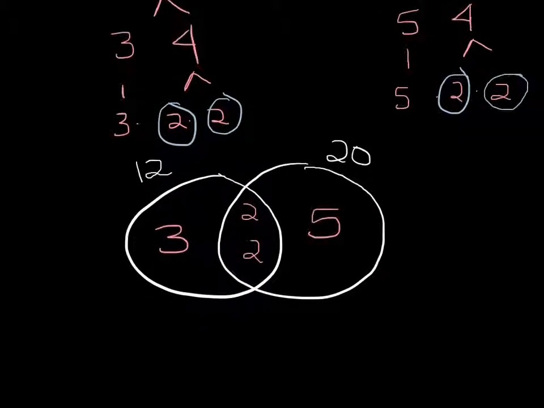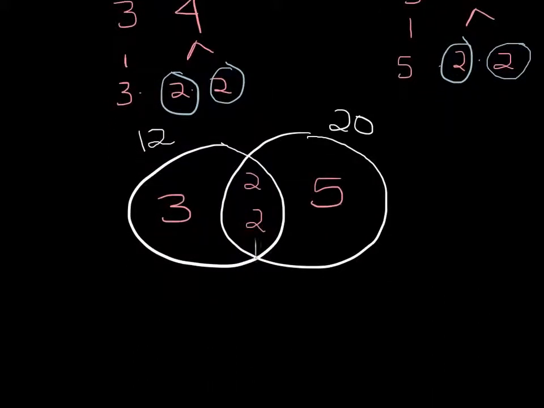So now what they share in common, the GCF, is just the middle. So the GCF here is 2 times 2. So the GCF is 4.